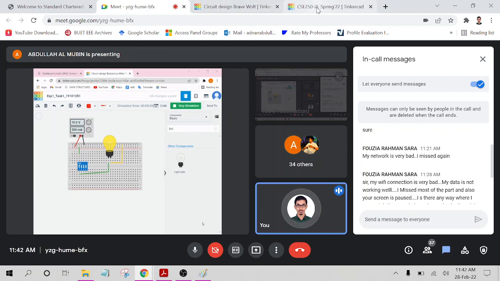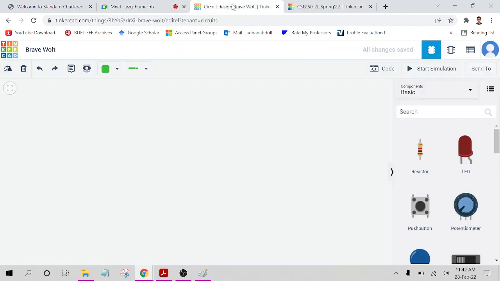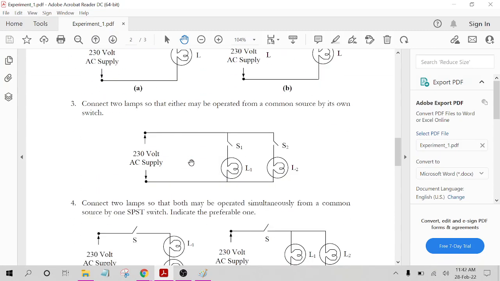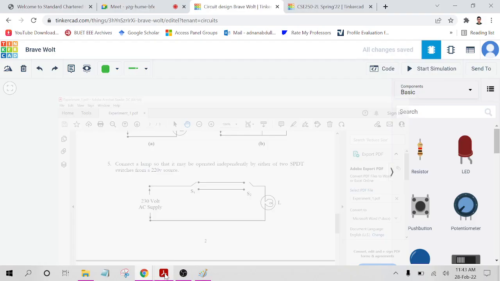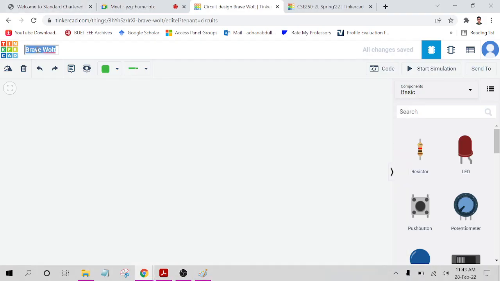So, is everyone ready for the next task? Now we will perform the circuit of task 5. In this circuit, we will use SPDT, single pole double throw switch. So first, please rename your circuit in a similar fashion that we used in the previous task. EXP1, task 5, your 8-digit student ID.